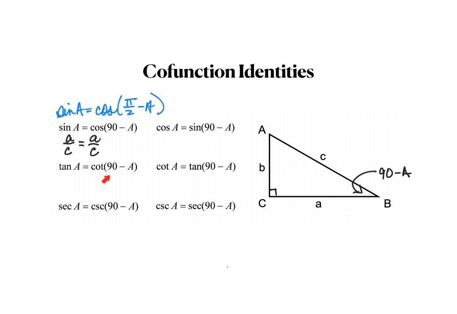Tangent and cotangent are also cofunctions for the similar reason here. I'll leave that to you to prove. And secant of A is equal to cosecant of 90 minus A. Now, remember, we can equally show this using radians. So it all depends on what measure your angle is in.